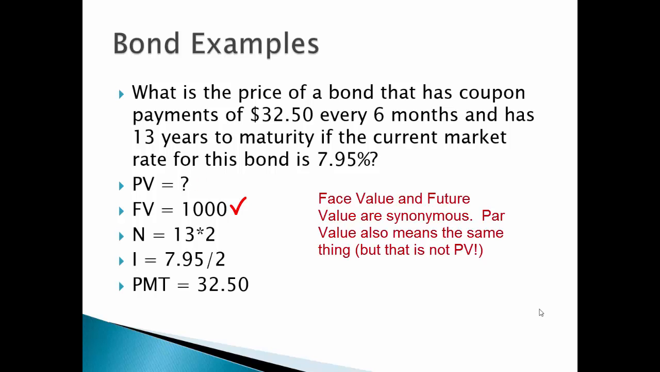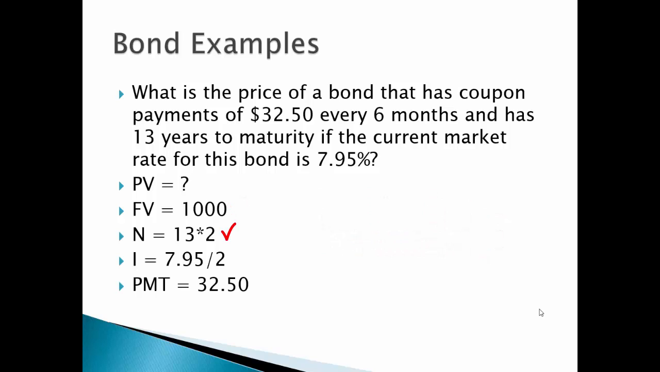The face value is $1,000. The future value is $1,000. That's what we're going to receive back at maturity. The time to maturity, the number of periods to maturity, is 13 years times 2 periods per year. So we have a total of 26 periods. The periodic interest rate is going to be 7.95% divided by 2. And the payment is going to be $32.50 per period.